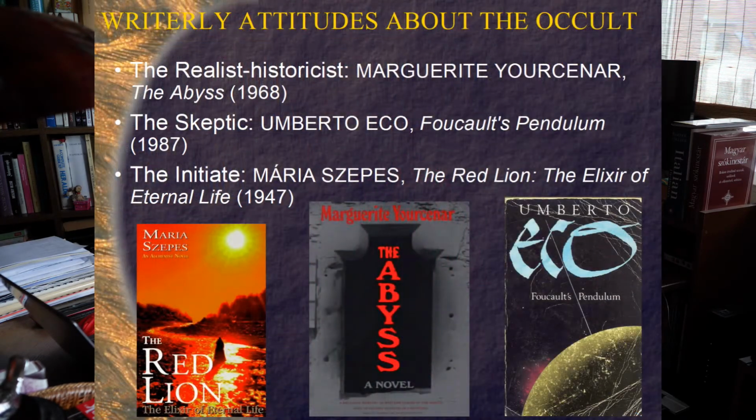After the realist historicist, we can set up another category, which is the definite skeptic, who approaches the whole question with some sarcasm and I would even say a bit of hostility. Umberto Eco's famous novel, Foucault's Pendulum, exemplifies this attitude. Unfortunately, I won't have much time to talk about this novel. Maybe on another occasion we can go to a detailed analysis of that.